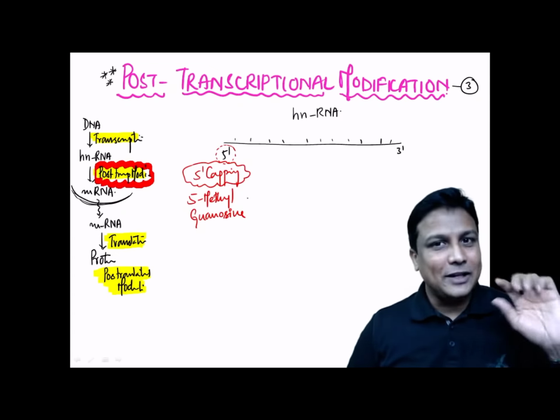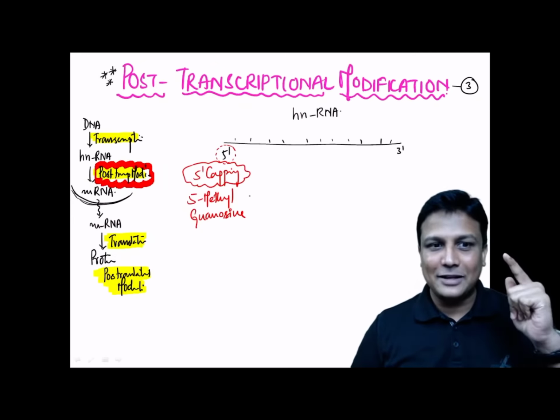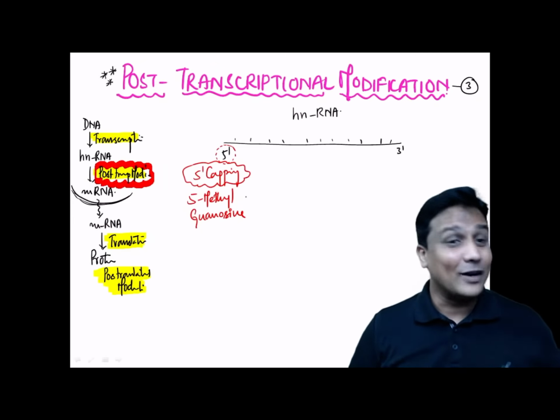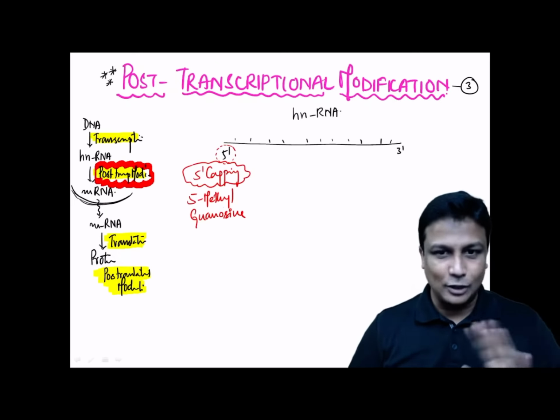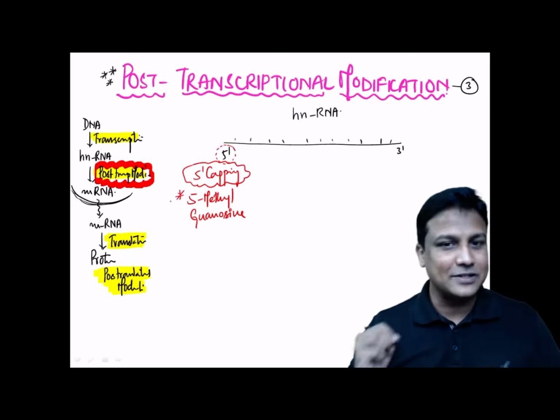Welcome guys. So what is the meaning of 5' capping here? There will be a substance attached there. What is the name of the substance? 5-methyl guanosine will be attached over there. You have to remember this one. It was asked in your exam.